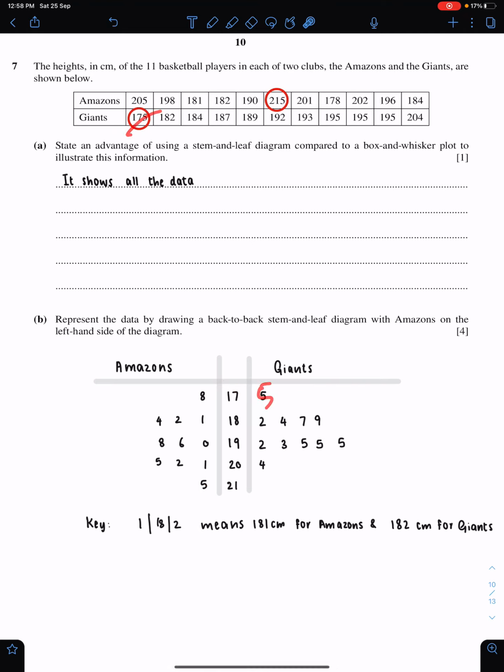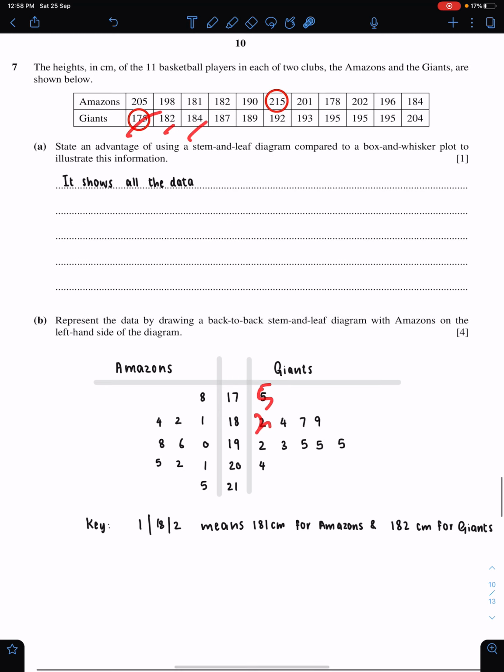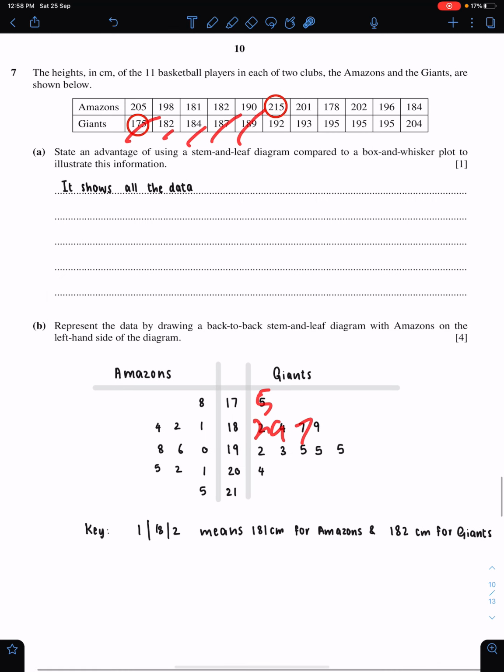175, write 5 here, 182 so 2 here, 184 4 here, 187 7 is here, 189 9 is here and so on. And you have to mention the key. Make sure you mention the key. So we are mentioning the key with the help of these two pieces of information. You can use any two. So first explain this: 18|1 means 181 centimeters for Amazons, and this 18|2 means 182 centimeters for Giants.